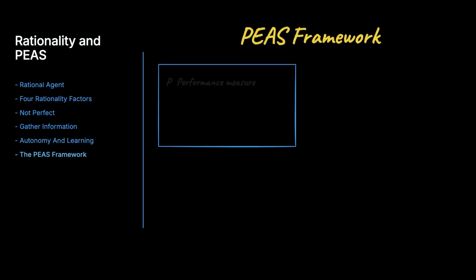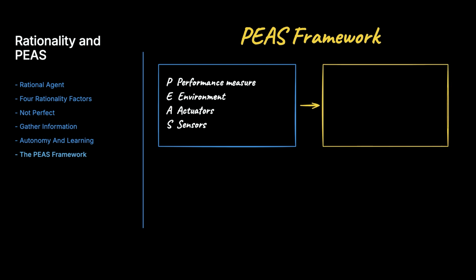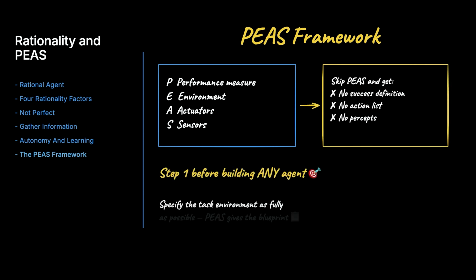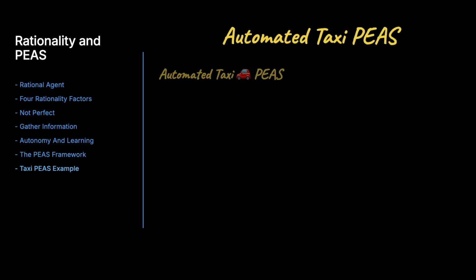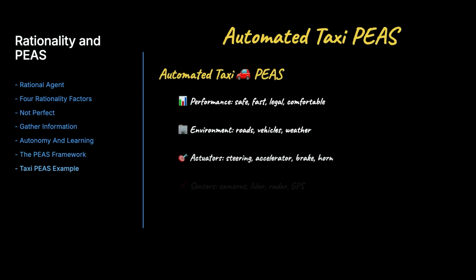Now we shift from judging agents to designing them, starting with P's. Before building any agent, your first step is to specify its task environment as fully as possible. P stands for performance measure, environment, actuators, and sensors. Skip this step and you have no definition of success, no actions, and no list of percepts. Let us work through the hardest example, an automated taxi.